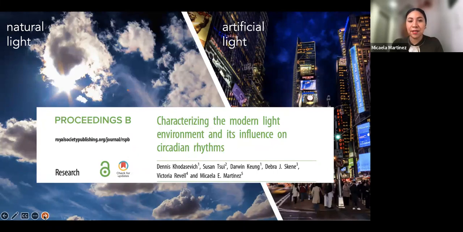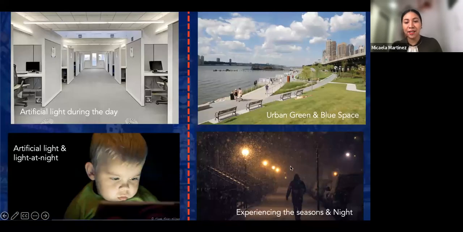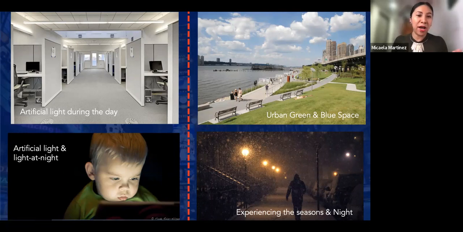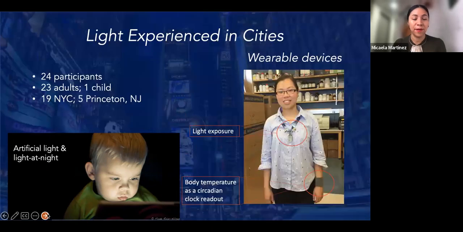And so my lab conducted this study in New York City, and this was a complementary study, looking at light exposure throughout the seasons and throughout the day-night cycle. And the picture that I want you to take with you today is really, how is it that we live our lives? Are we more like the pictures on the left, where we have extreme amounts of artificial light during the day and then use light at night? Or are we living our day-to-day lives more like the pictures on the right, where we actually are getting exposure to natural light and experiencing night and experiencing seasonal changes in our environment?